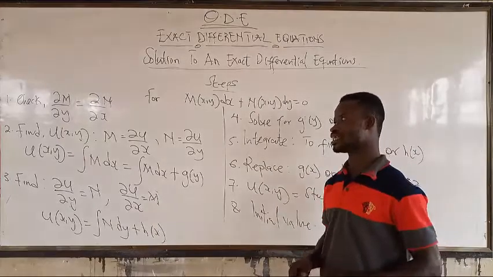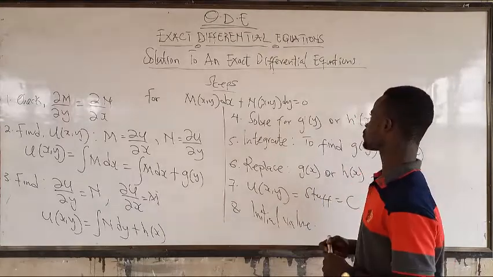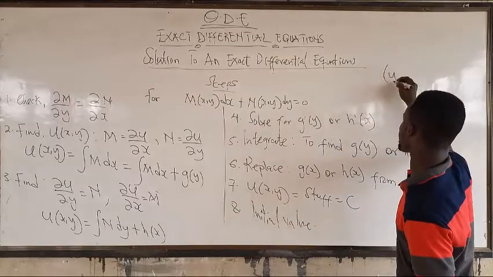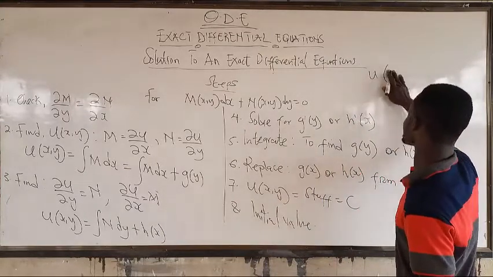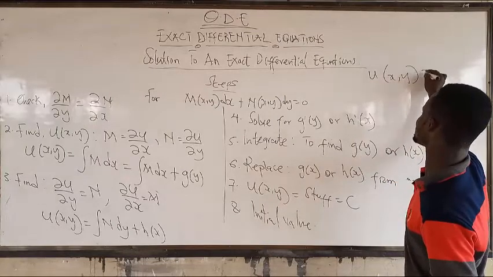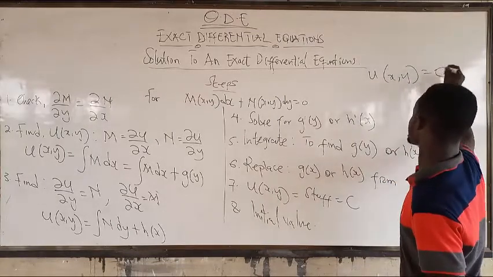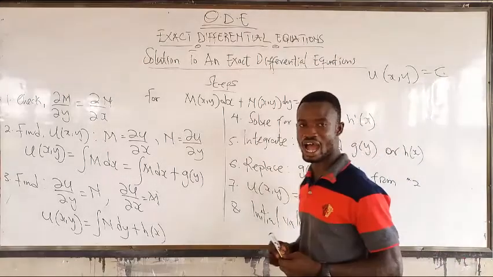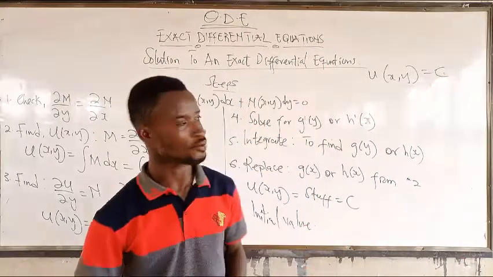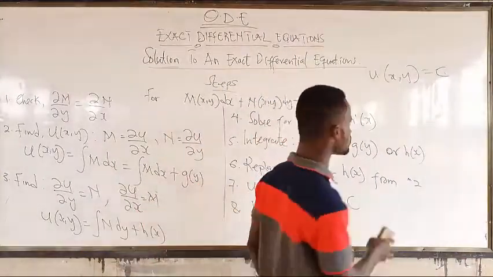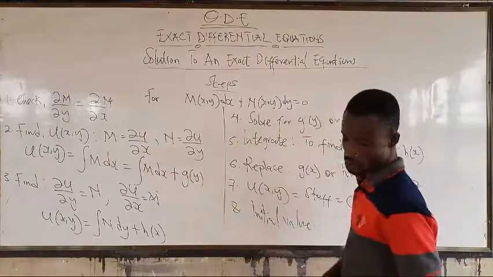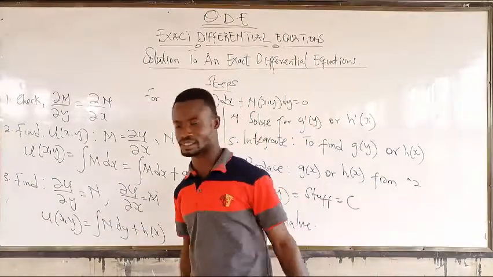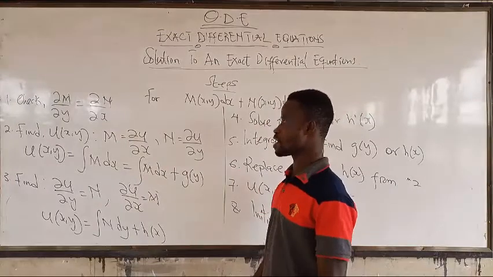But don't forget, the solution to an exact differential equation is in the form u, which is in terms of x comma y, is equal to c. That is a general solution to an exact differential equation. So, how do we derive that? Let's look at the first step.